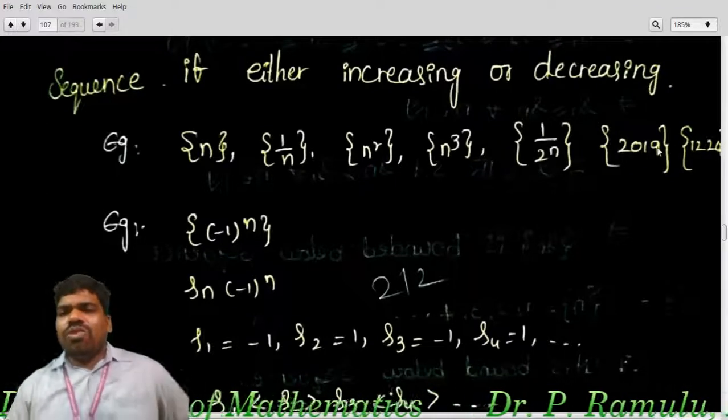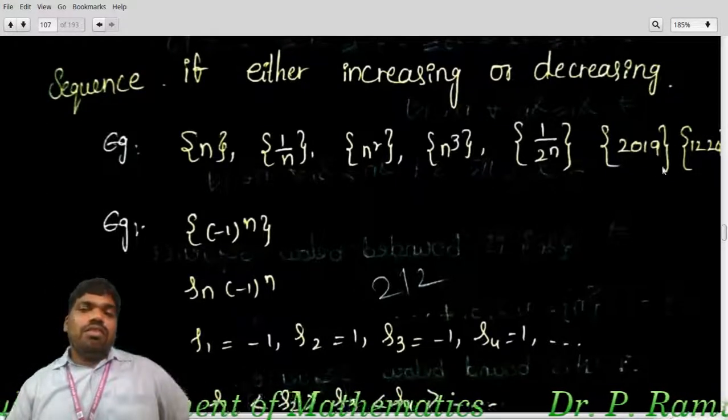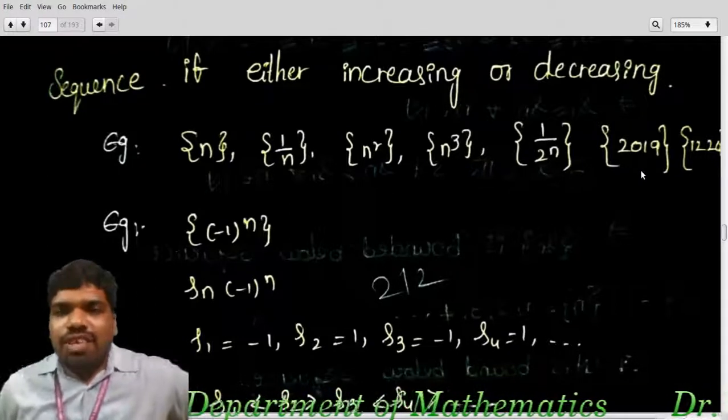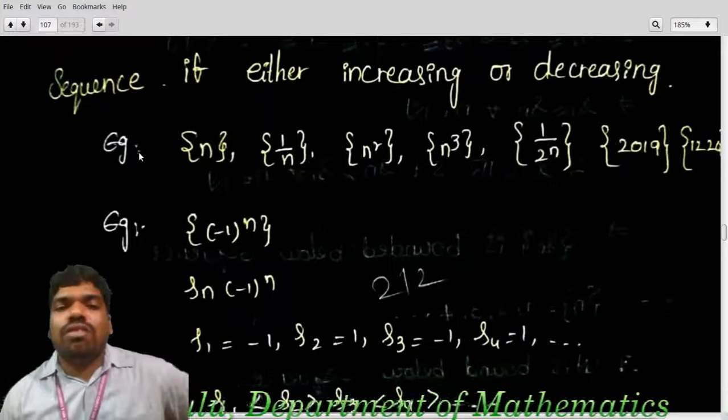So this is the constant sequence 2020. These are constant sequences. We know that a constant sequence is increasing as well as decreasing. That means these are monotone sequences.